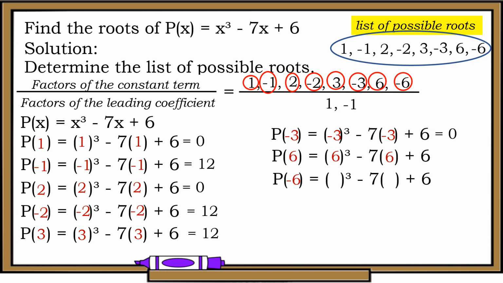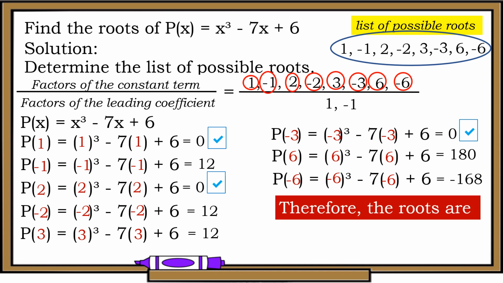Then P(6) is equals to 6 cube minus 7 times 6 plus 6 equals 180. P(negative 6): negative 6 cubed minus 7 times negative 6 plus 6 is equals to negative 168. So, lahat ng P(x) na nag-equals to 0, yun yung roots ng ating polynomial. So, we have P(1), P(2), meron pa ba? Ayan, P(negative 3). So, therefore, the roots are 1, 2, and negative 3.